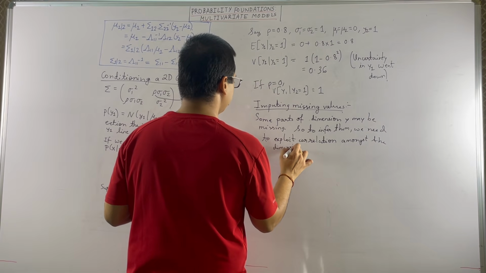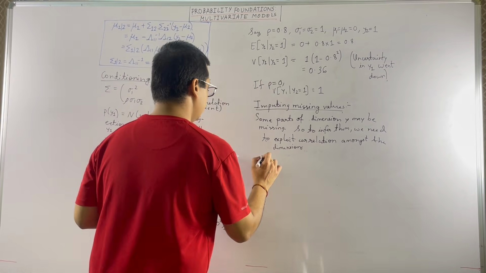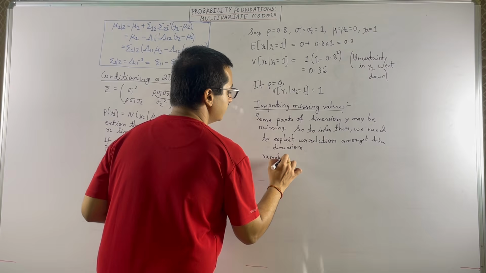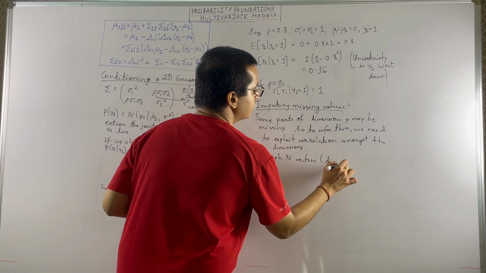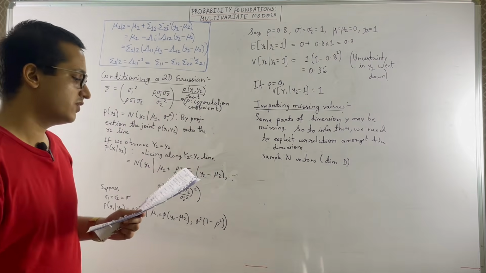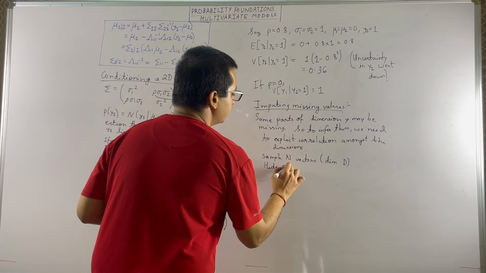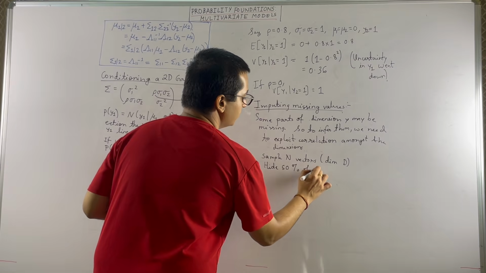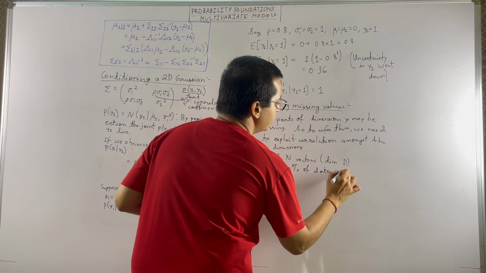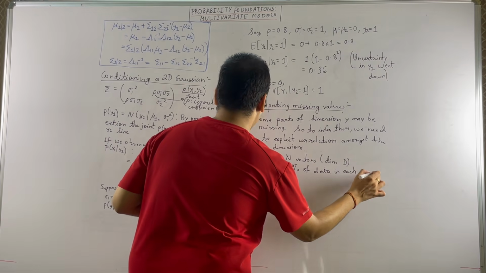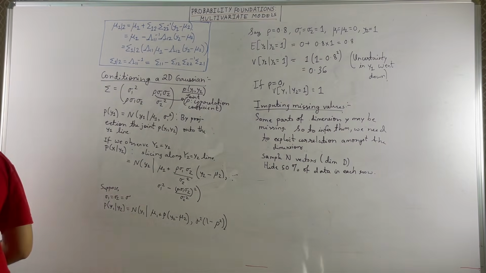So to give you an idea, what I mean by that is, let us say that I am sampling n vectors, okay? So I sample n vectors, and each vector has dimension d. All right. So let's say we hide about 50% of the data in each row. That is, half of the dimensions, we just hide.